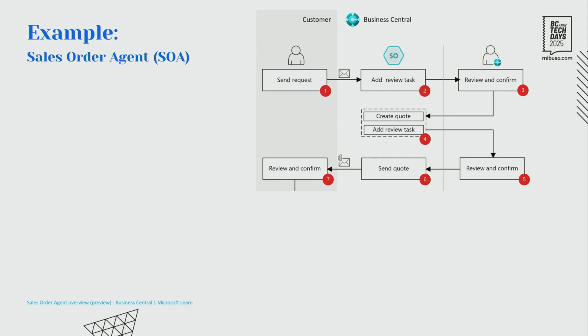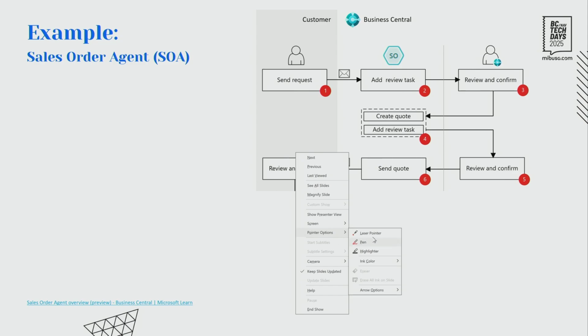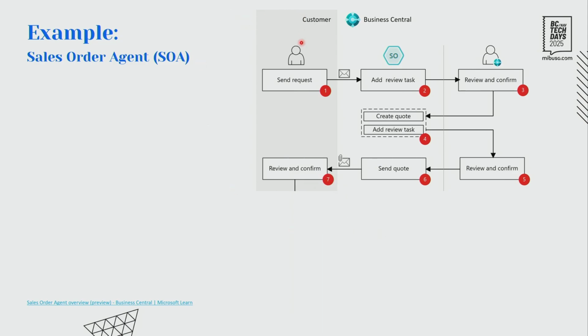What we have here is the customer and Business Central. The customer is the external customer who sends a request. The request could be about getting a sales quote. So let me just start my pointer. Yeah, so we have a request. In this case, this incoming email becomes an input for our test.